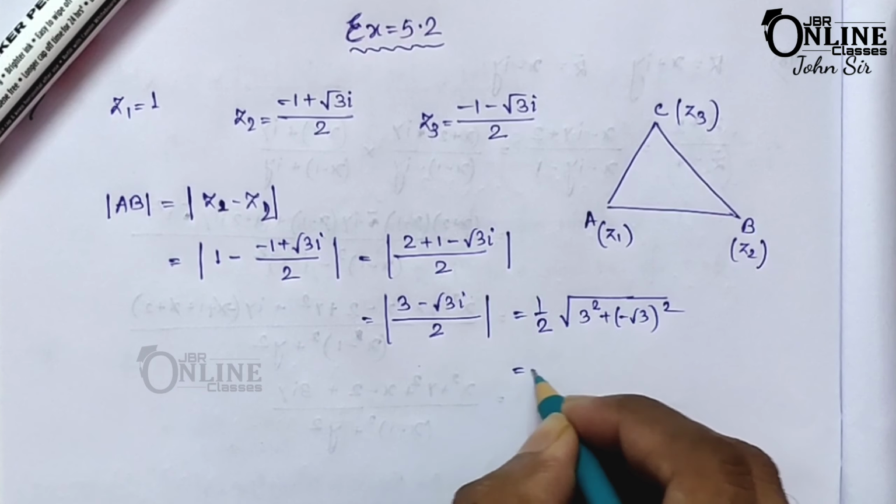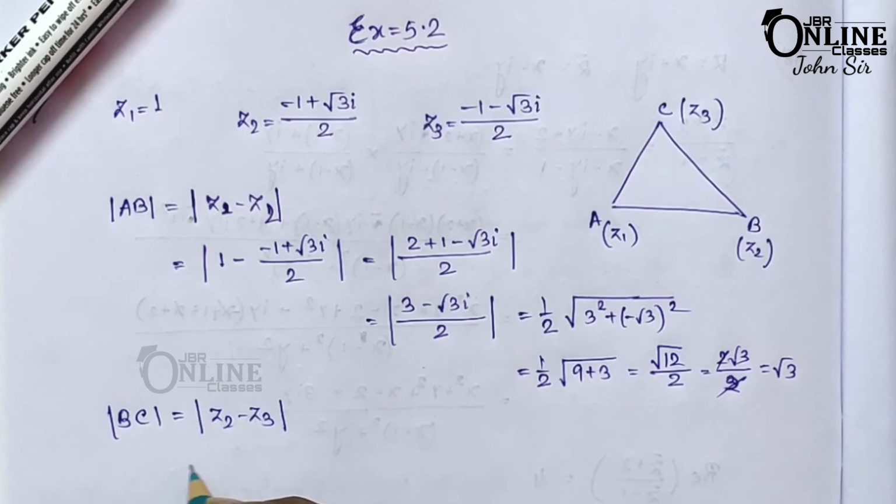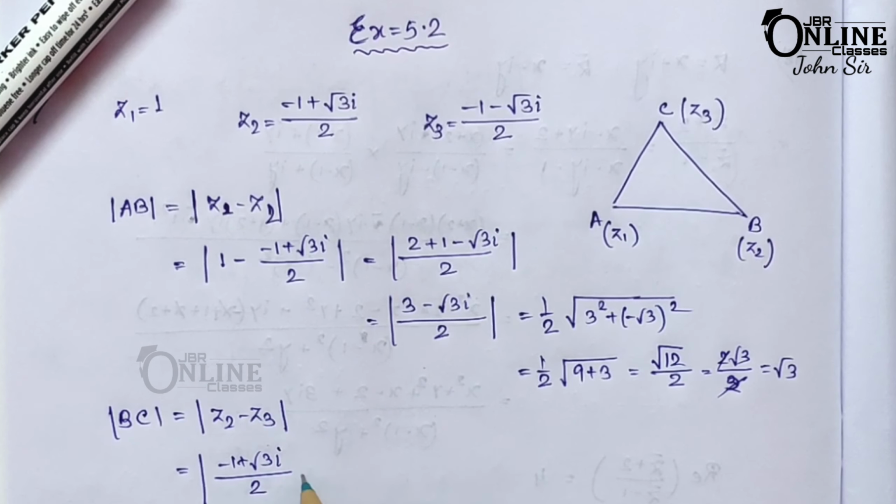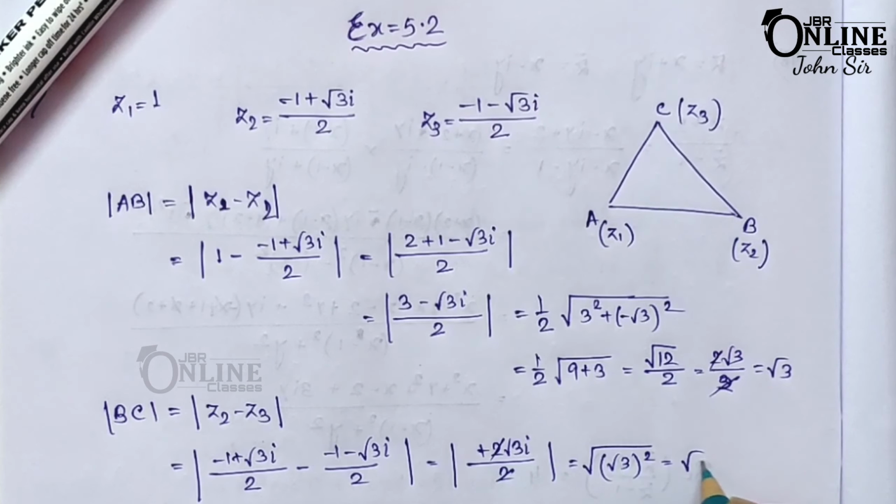Now in this way you have to find out mod BC. So here mod BC equals Z2 minus Z3. So Z2 means minus 1 plus root 3i by 2, then minus root 3i by 2. So here LCM will be 2. Then minus 1 here will be plus 1, so 1 cancels out, and it will be positive 2 root 3i by 2. So 2 cancels out. Now mod of root 3i equals root over 0 square plus root 3 whole square, so that equals root 3 also.